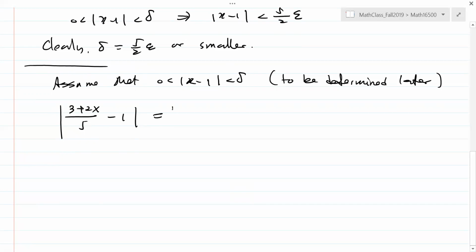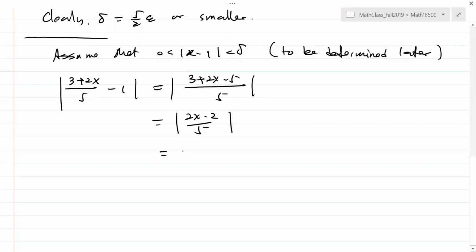So let's simplify it. So you get 3 plus 2x minus 5 divided by 5. Okay, continue. It's going to be 2x minus 2 over 5. Then I take 2 out. I take a 5 out. And this is going to be that, okay? That requires very simple algebraic skill.